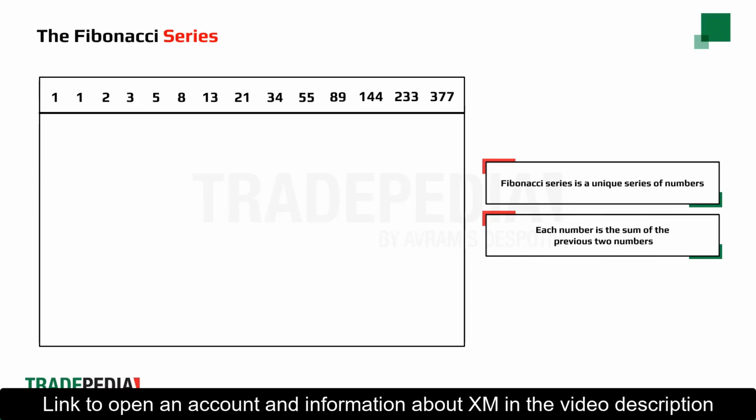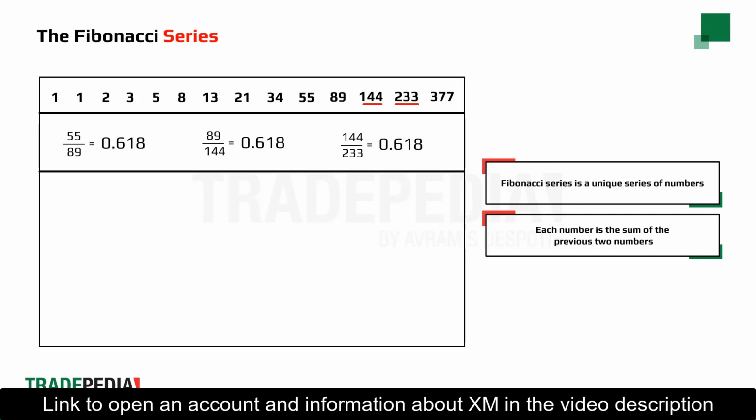The next thing we notice is that if we divide any two numbers next to each other, we find that they are connected through the same ratio. 55 divided by 89 is equal to 0.618. 89 divided by 144 is 0.618. And 144 divided by 233 is 0.618. The same for 233 divided by 377.